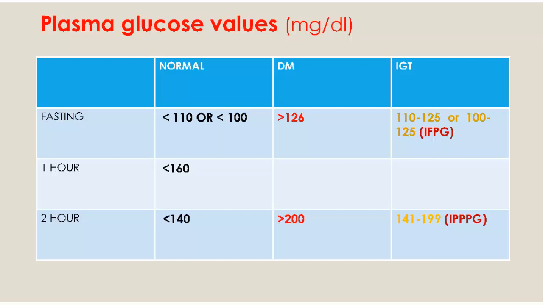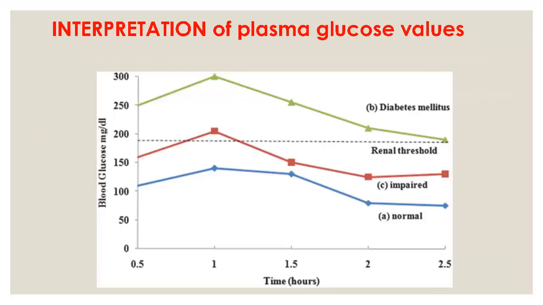Now, here I have mentioned the 1 hour value also. This is observed in the old or classical OGTT where you are taking the 1 hour value also. In a normal person this should be less than 160 milligram per dl. But the diabetes mellitus and impaired glucose tolerance values are not fixed. Now coming to the next slide, that is the graphical demonstration of the values. You have to learn this graph by heart, practice it at home. You have to draw it in your exam. Now this is the chart.